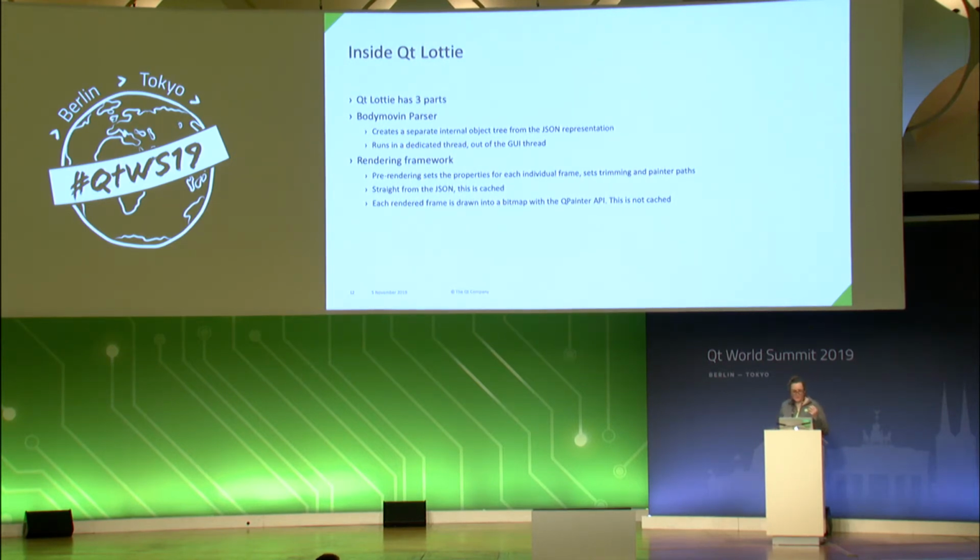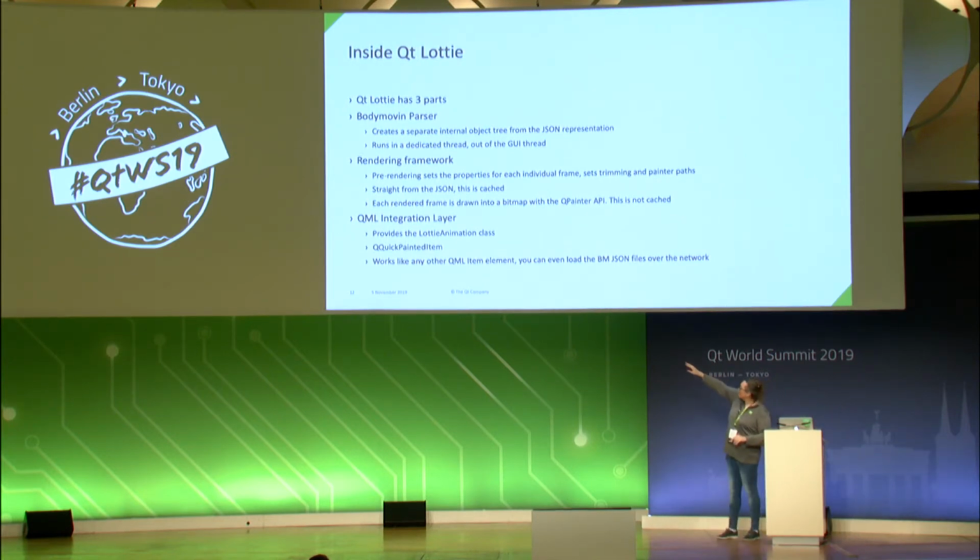We then draw each frame using the QPainter API into a bitmap. These bitmaps themselves are not cached. So as you run a Lottie animation, you're constantly drawing with the painter, but we're not recalculating the properties. And then that goes straight to a QML integration layer. If you're familiar with QML, the Lottie animation class is basically a QML item. It's actually a subclass of a QQuickPaintedItem, so that does the painting itself. And the API for it is much the same as any other QML item.